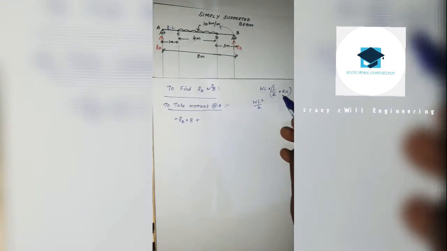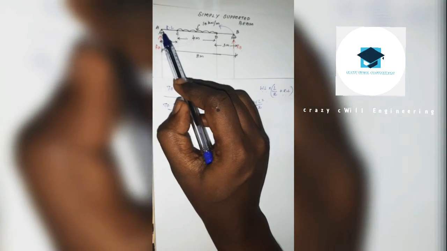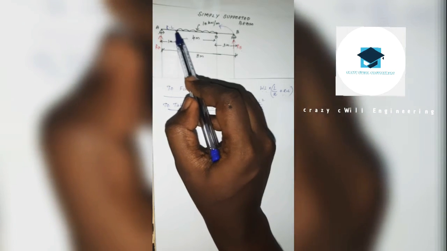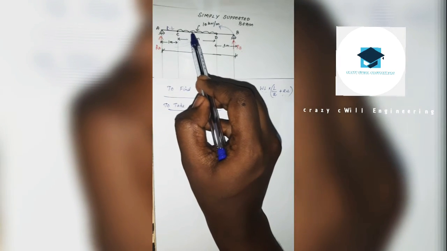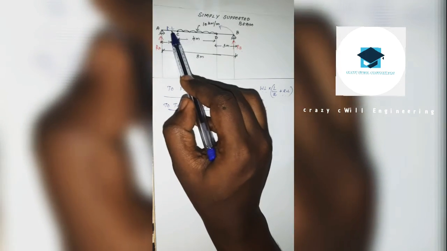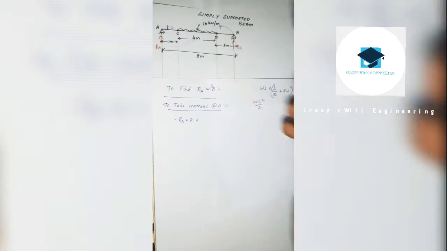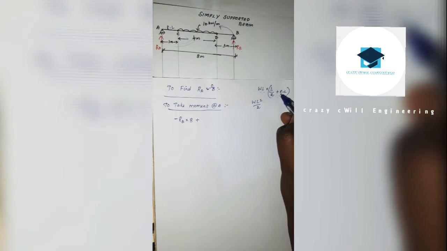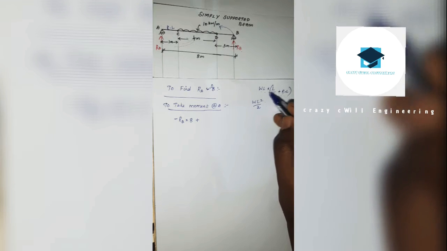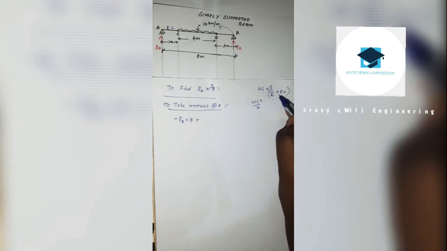Why did I change this formula? Because here some remaining length is there where no load is acting, so due to this UDL some moment is created here also. Due to this moment, this beam also deflects. So we have to consider this remaining length, and the formula is changed as W L into L by 2 plus remaining length.